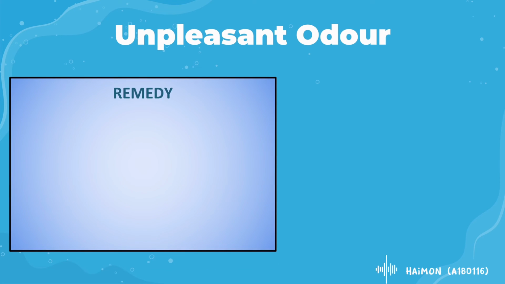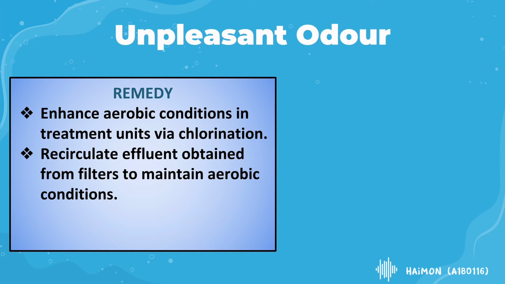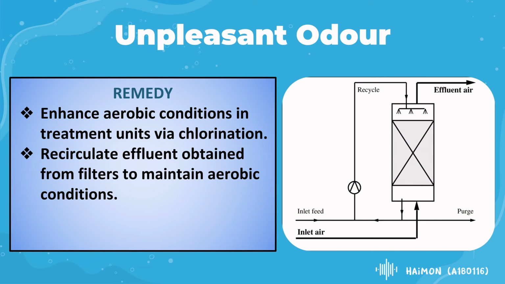Some of the remedies for the cause include enhancing aerobic conditions in treatment units via chlorination before the primary settling treatment of wastewater, recirculating effluent obtained from filters to maintain aerobic conditions, and pre-aeration of wastewater.